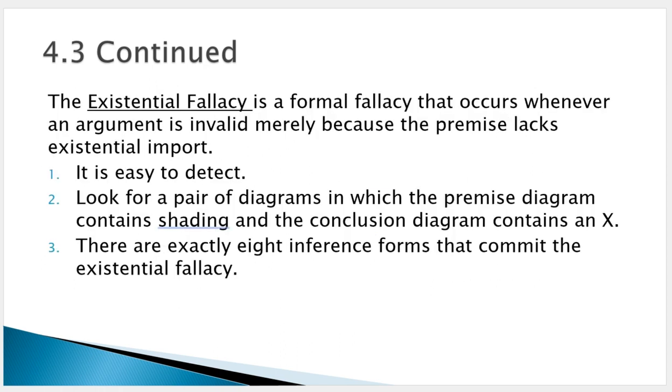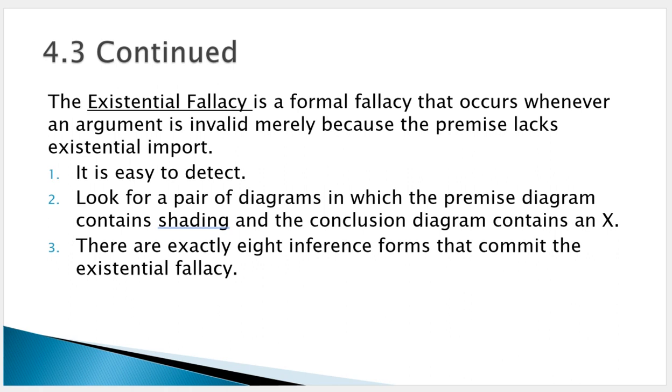All right, the existential fallacy that we talked about back in section 3 is just a formal fallacy that occurs whenever an argument is invalid merely because it lacks premise existential import. It's very easy to detect. All you have to do is look for a pair of diagrams in which the premise diagram contains shading and the conclusion diagram contains an X. And there are exactly 8 inference forms that commit this fallacy.